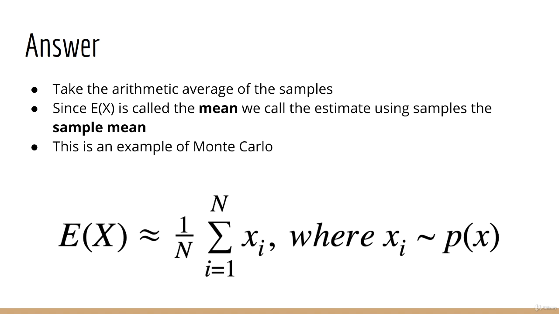The answer is, if I can draw samples from the distribution of x, then I can just take the arithmetic average of those samples to get an estimate for the expected value of x. As per the previous questions, the expected value of x is called the mean, and thus this estimate is called the sample mean. We call this approach to estimating certain values the Monte Carlo method.